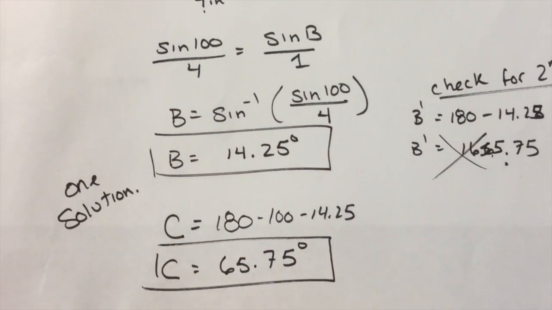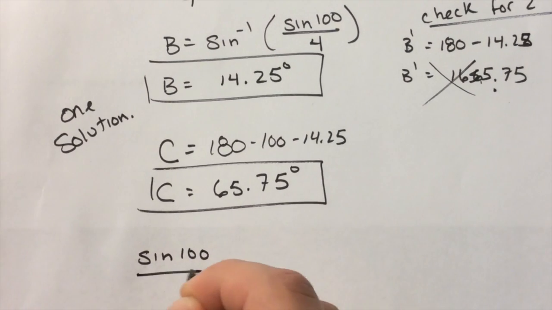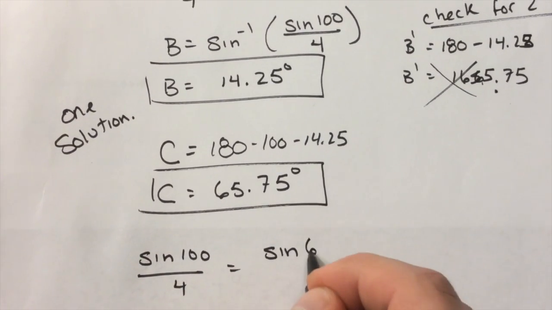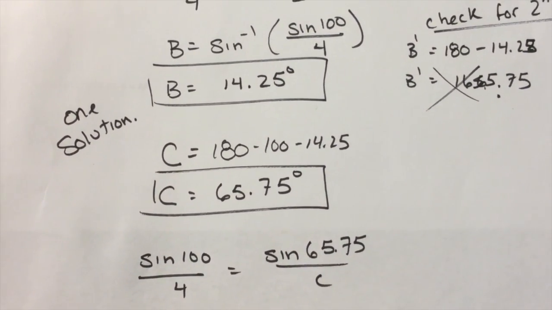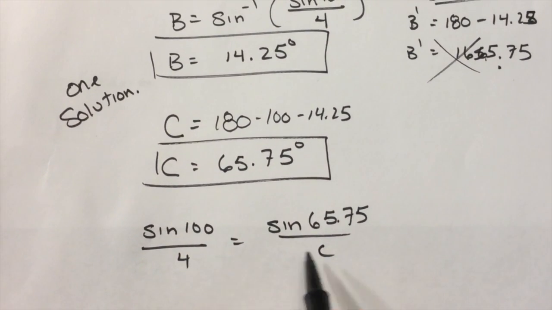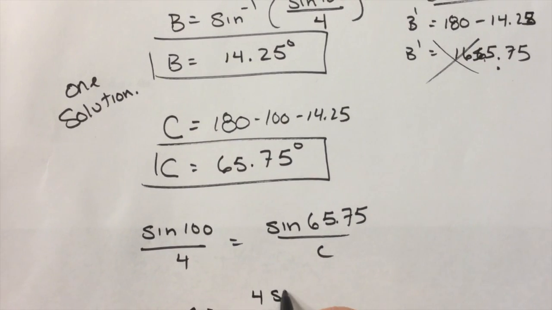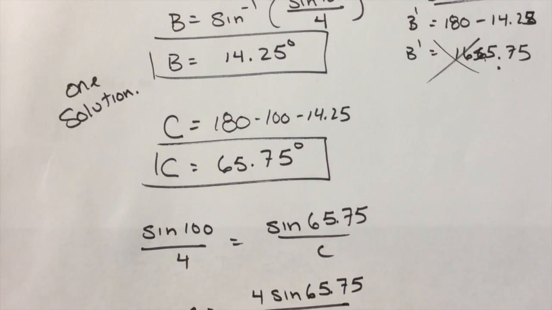There's B. To find little c, we're going to do the sine of 100 over 4 equals the sine of 65.75 over little c. So again, if I cross multiply, I'm going to get little c equals 4 sine 65.75 all over sine 100.